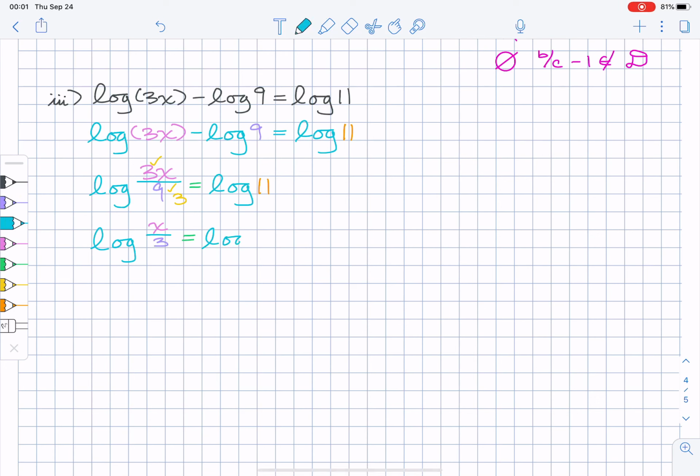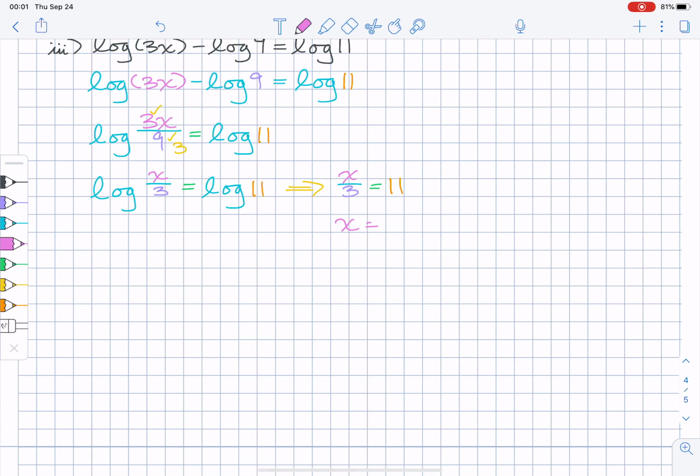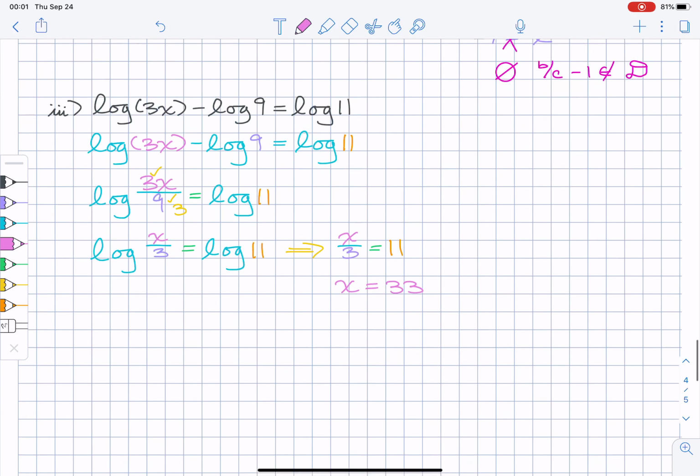And now I can use the one-to-one property of logarithms to equate their arguments. So I have that x divided by 3 is equal to 11. And I can simply multiply through by 3, and I get that x is 33. And that is positive, so we're set.